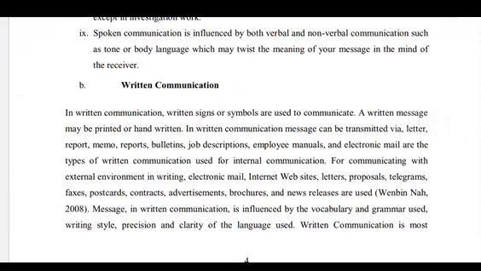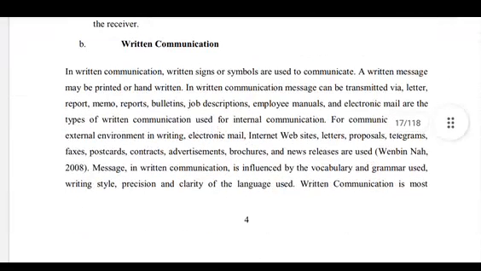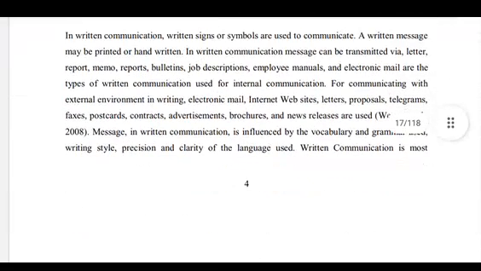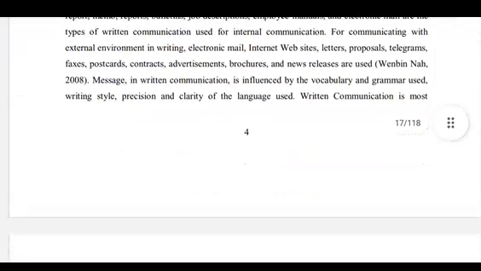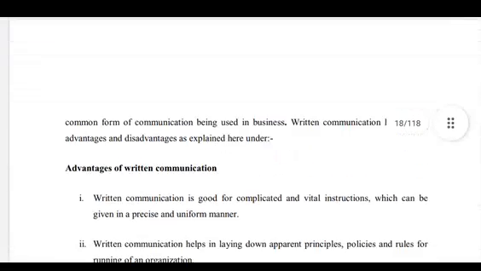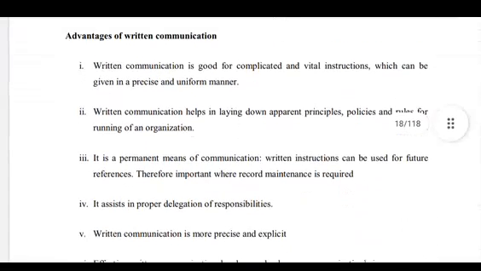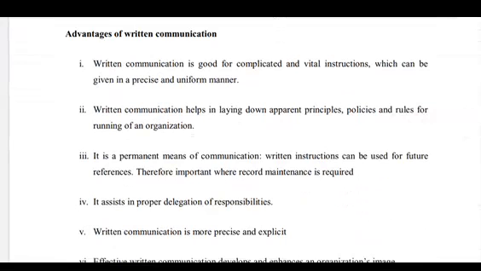We are also going to look at written communication. That is the message that can be transferred via a letter, a report, a memo, maybe bulletins, job descriptions, employee manuals, emails, and so on. Just the advantages, it is for complicated and verbal instructions. That is a precise and uniform manner. Yeah, it's very, very precise.